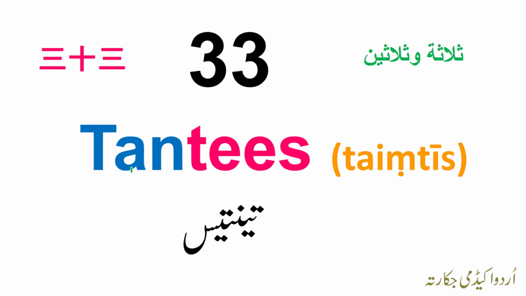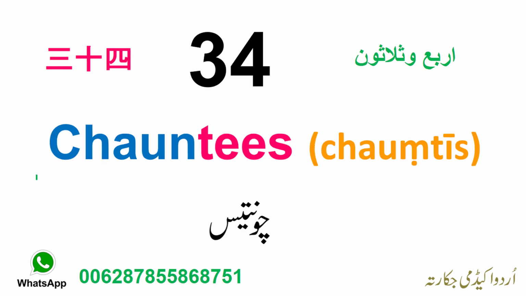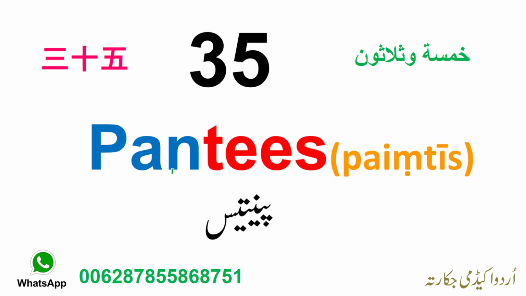33 Tantees. Ten tees. Teen means 3 and tees means 30. Tantees. You can get help from here if you find it difficult to pronounce. 34 Chauntees. Chaun and then say tees. Chauntees. 35 Pantees. Pen like we say pant. Pen and then say tees. Pantees.